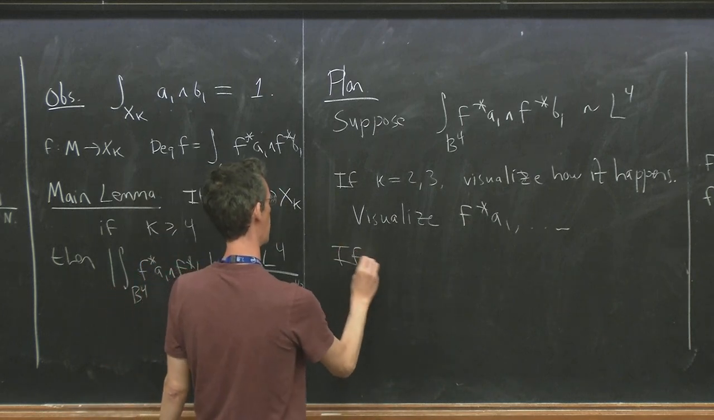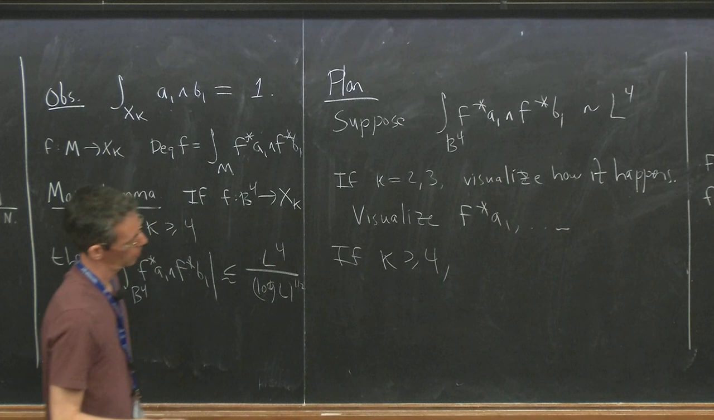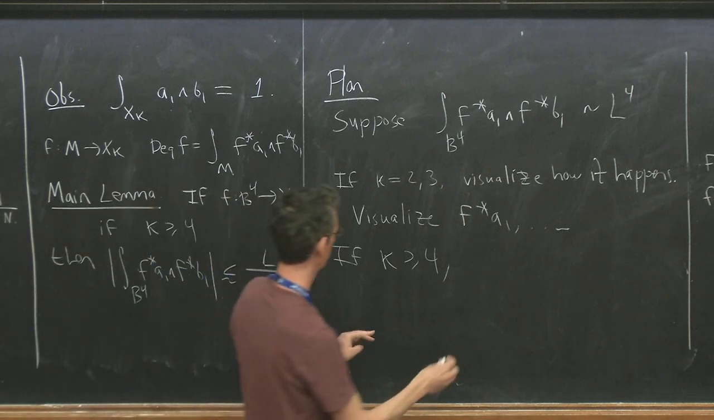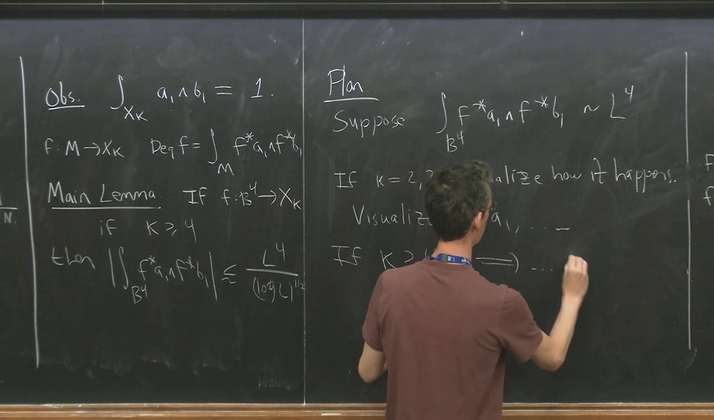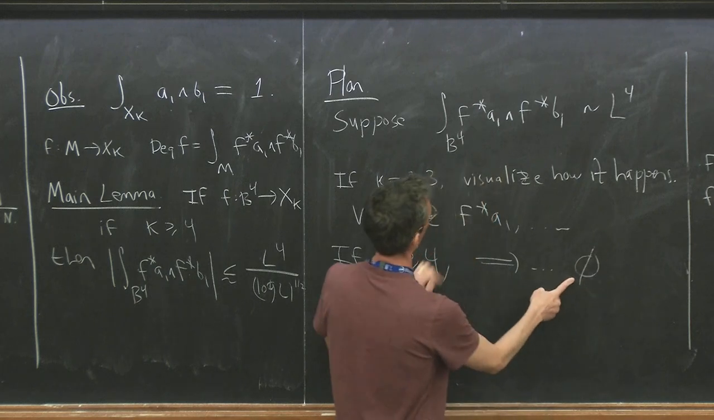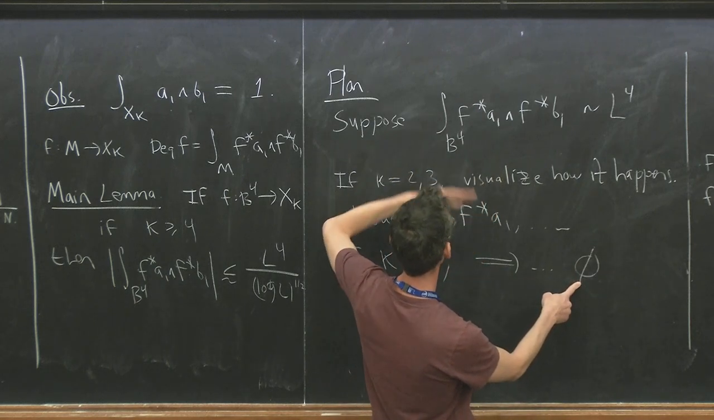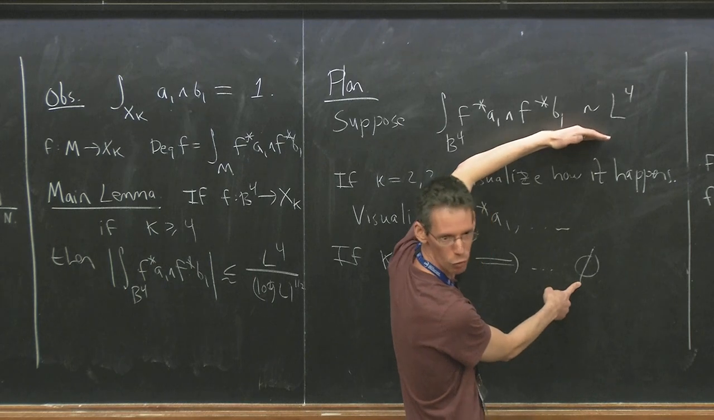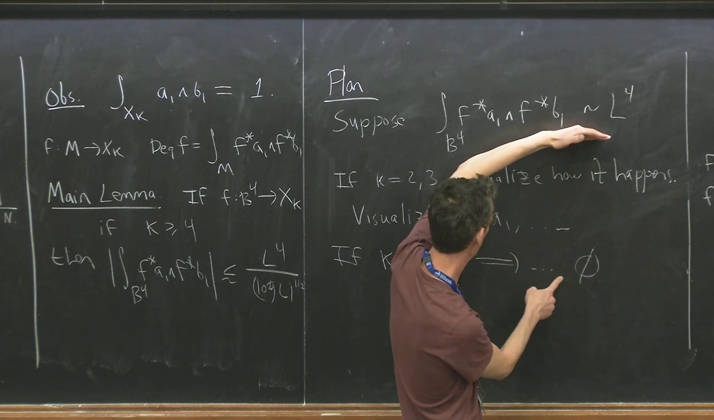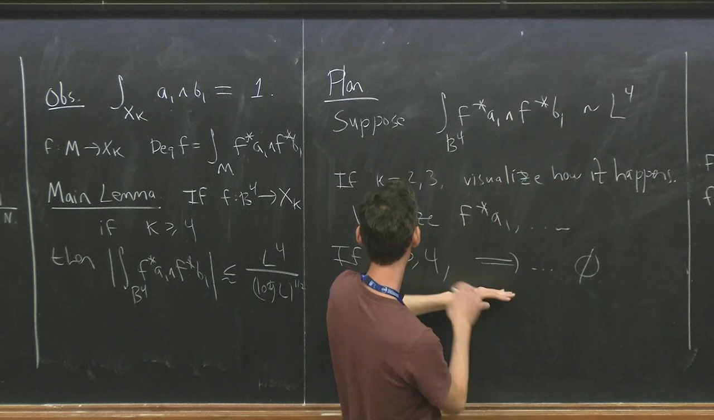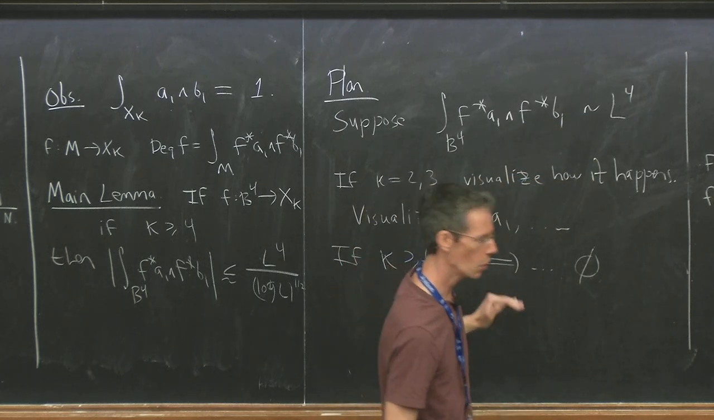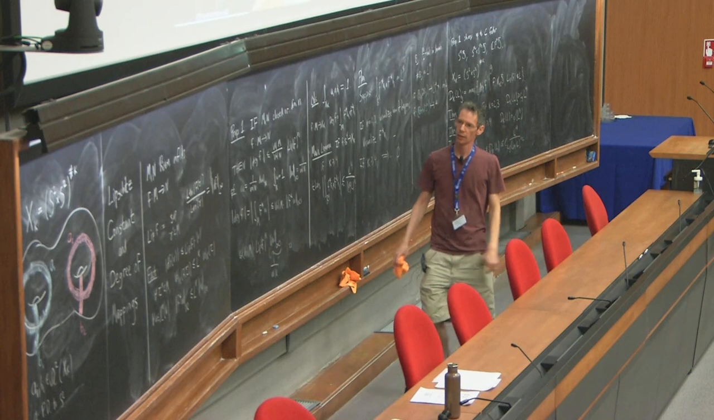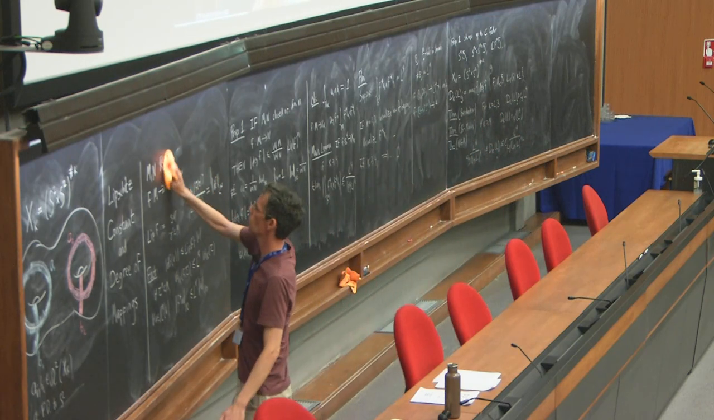And if k is at least 4, then in our visualization, we're going to see something that starts to look like it can't happen. So we're going to try to move towards getting a contradiction. If we really got a contradiction here, this would be a proof by contradiction that says this cannot be as big as L to the fourth. We won't give a full proof, but I'll try to give a sense of what changes when k is 4. All right. So let's begin with the case k equals 1.